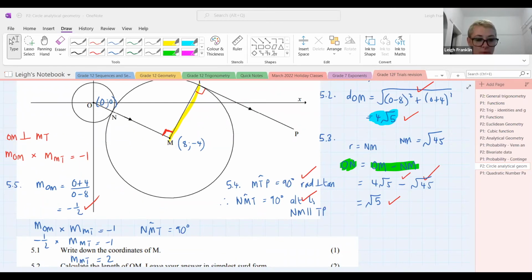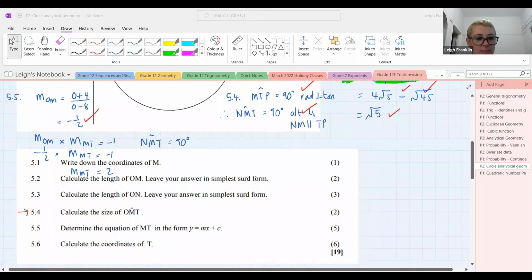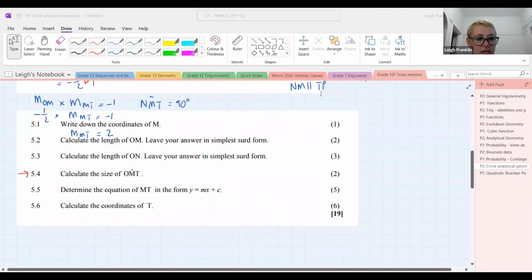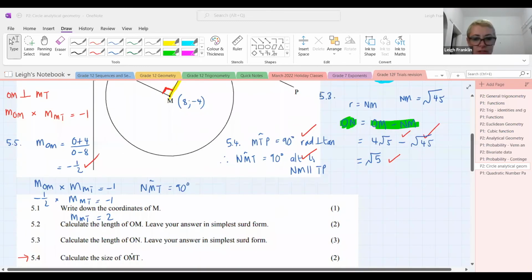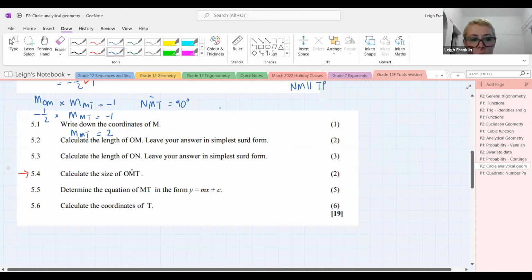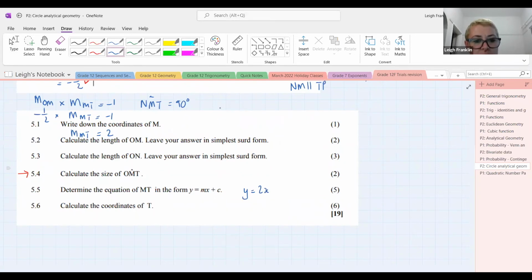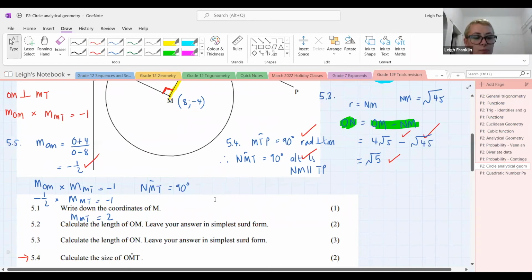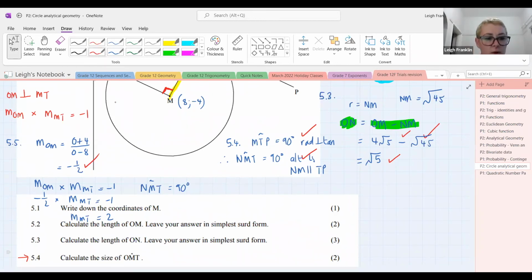That's good. Well done, guys. We're almost there. Remember, they wanted the equation of MT in the form y equals mx plus c. So we're almost finished, because what we've got so far is the equation of MT. We know that it's y equals 2x plus c, because we've worked out that the gradient is 2. We would have had to do that as well, so that would give us a mark for that.